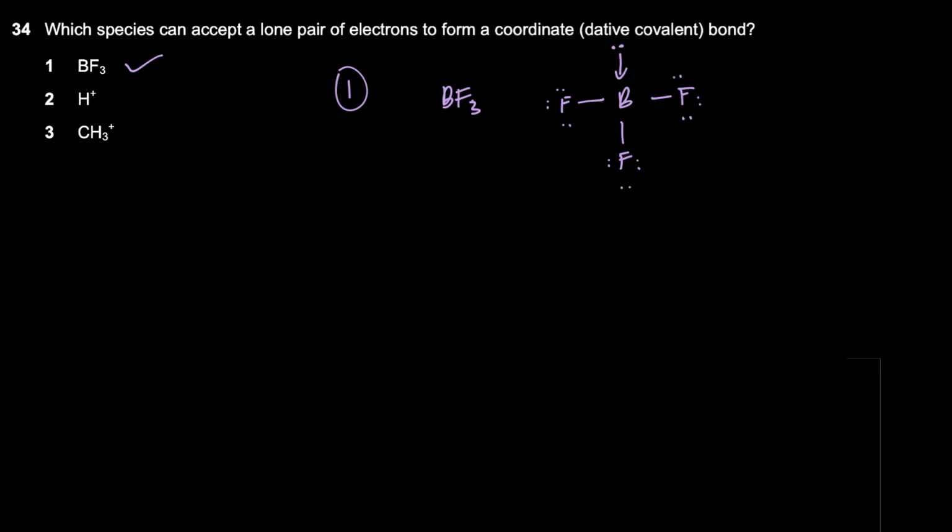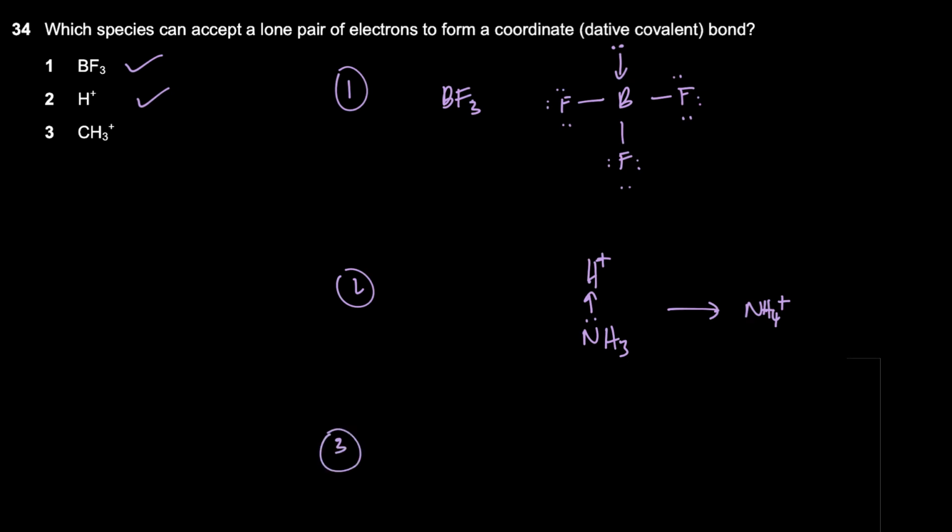Now option 2, we just have H plus. Now H plus is when the hydrogen has actually lost this one outer electron that it had. So that means it has 0 electrons. So that means that H plus can indeed again accept a pair of electrons. And we see that, for example, when we form ammonium ions, right? From ammonia, for example, H plus accepts a pair of electrons from the ammonia molecule. So we can say that H plus will also accept a pair of electrons.